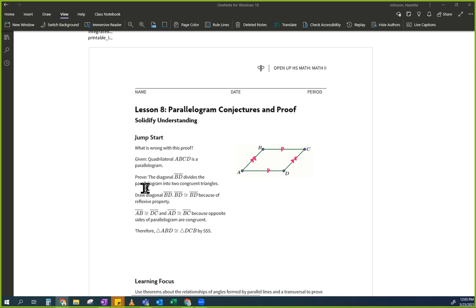Prove that BD divides the parallelogram into two congruent triangles. So I'm going to draw a little dotted line here representing BD. And do you think that those two triangles look congruent? So first, you have to kind of convince your mind that what you're walking towards, your mind believes that it is true. Okay. And if you say, yeah, Miss Johnson, I think those two triangles are congruent, good. How would you prove that those two triangles are congruent?